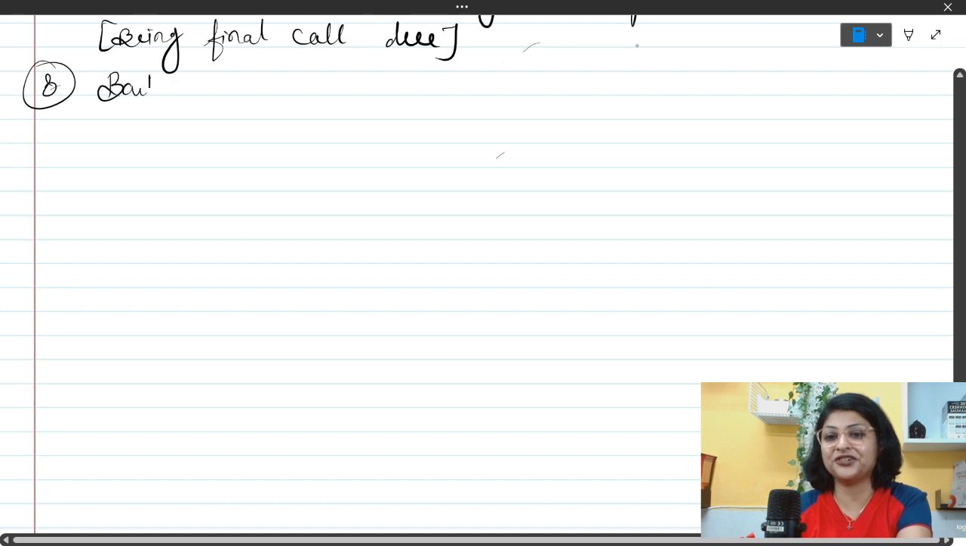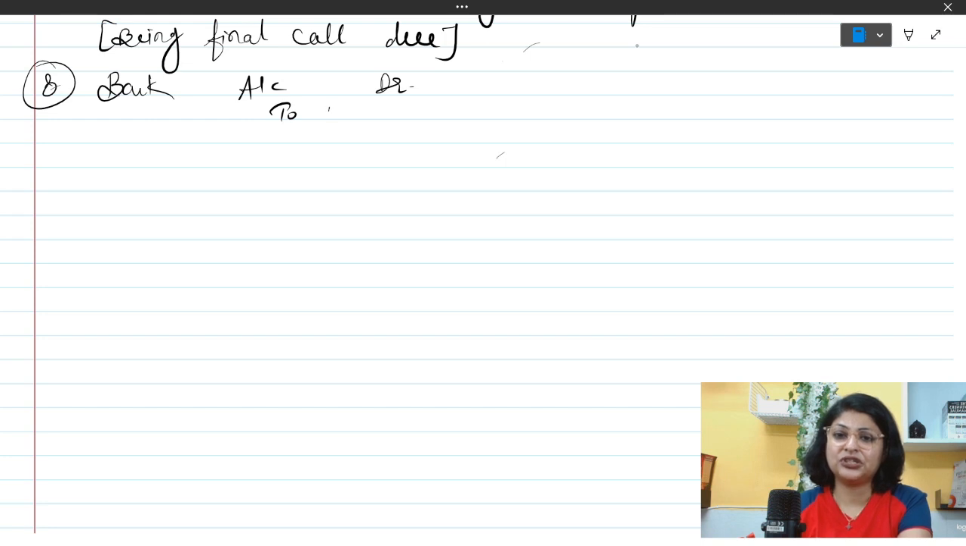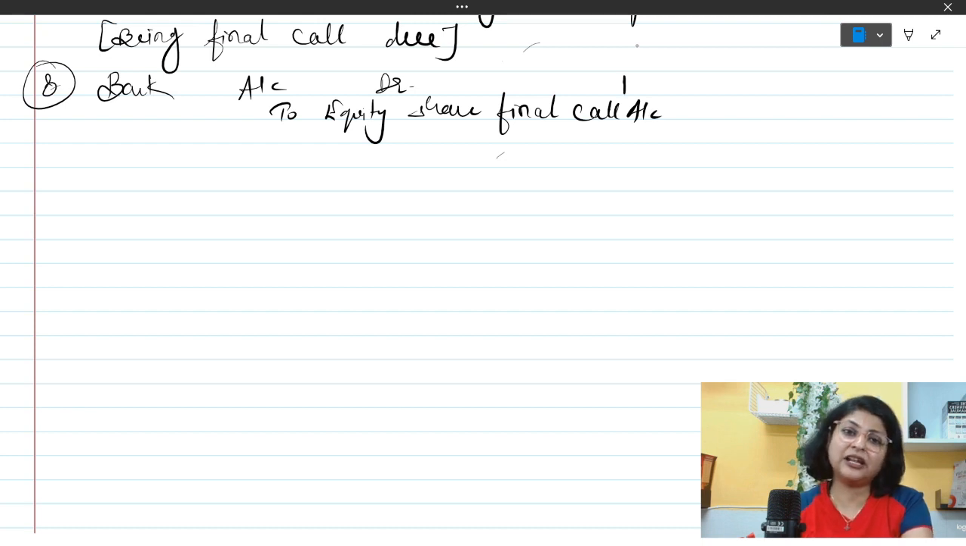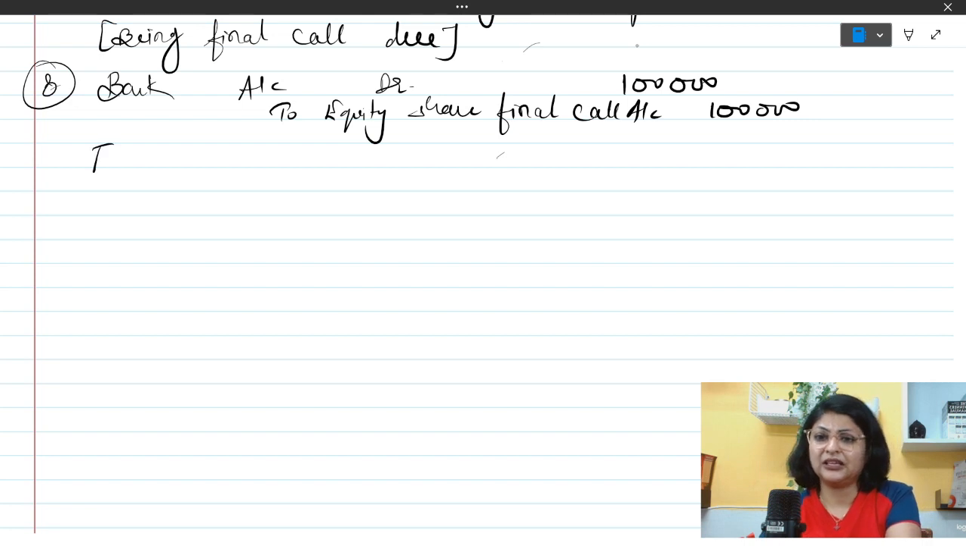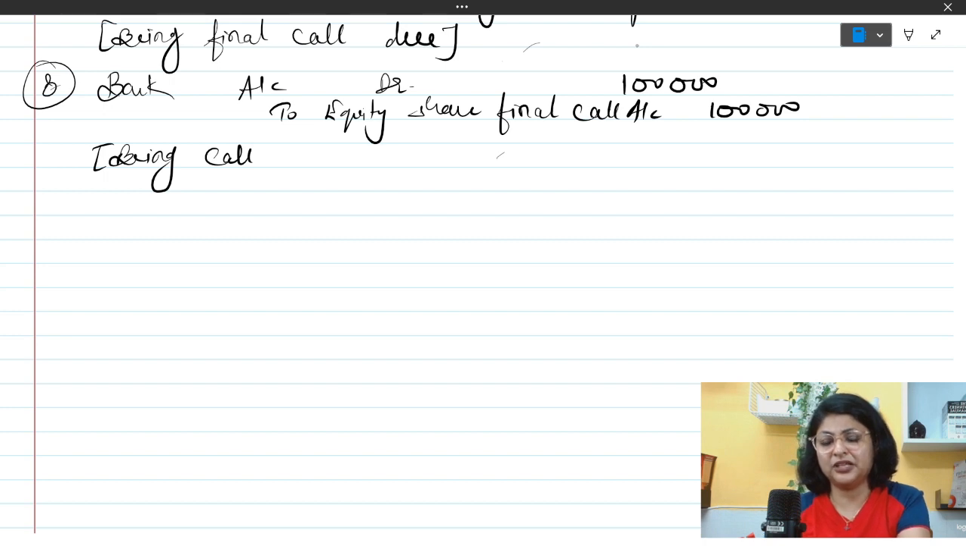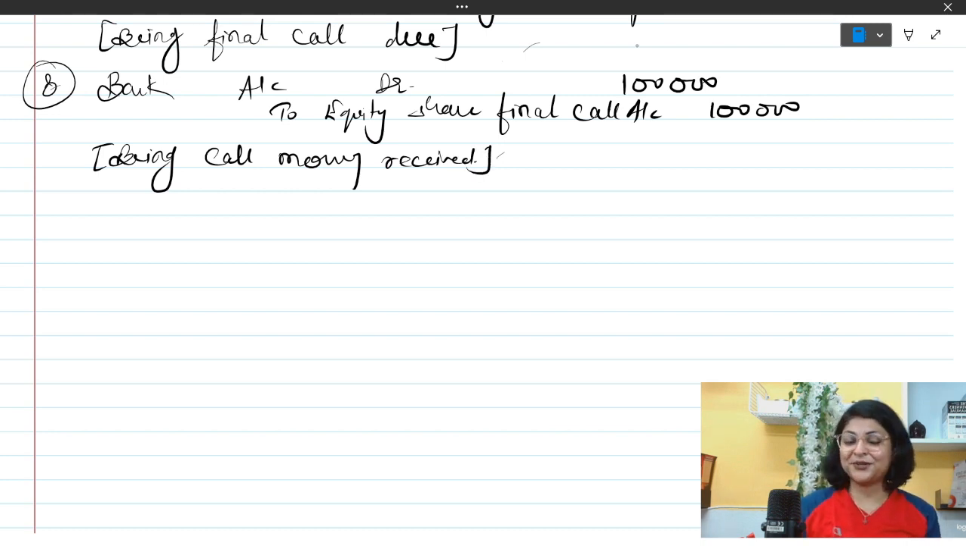And at the end, we will receive this final call from the public. So the entry is going to be bank account debit to equity share final call. You received 1 lakh rupees from the public. The narration is going to be being call money received, or final call money received. Understood?